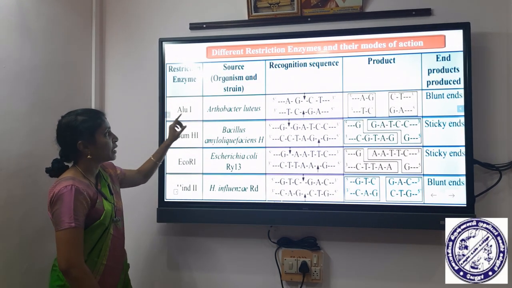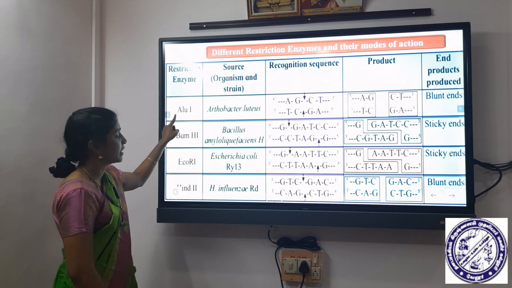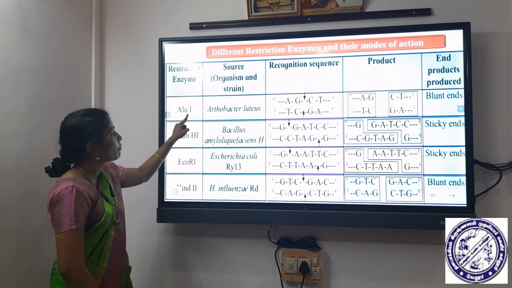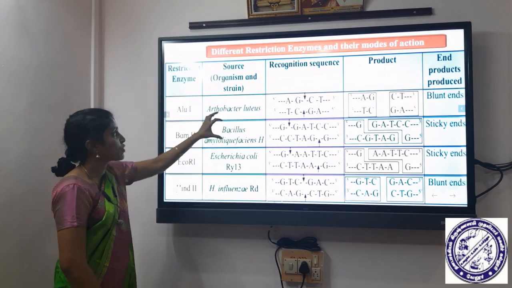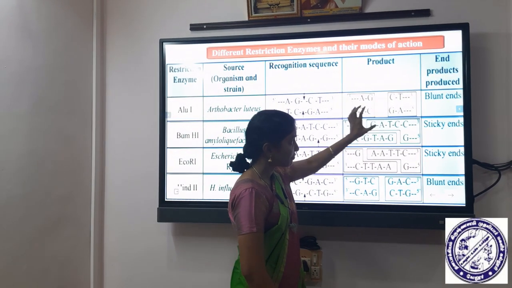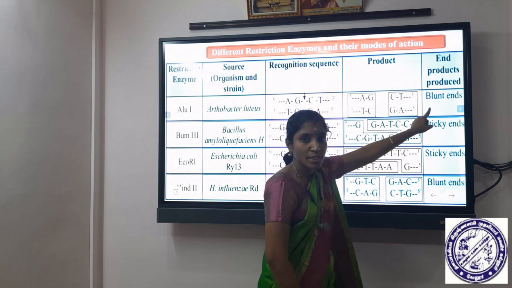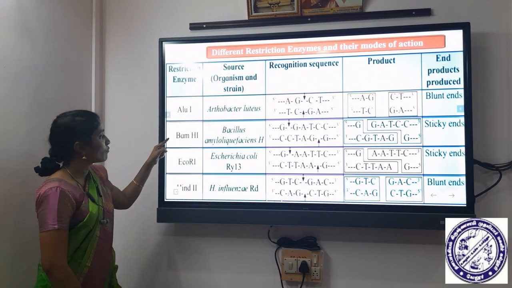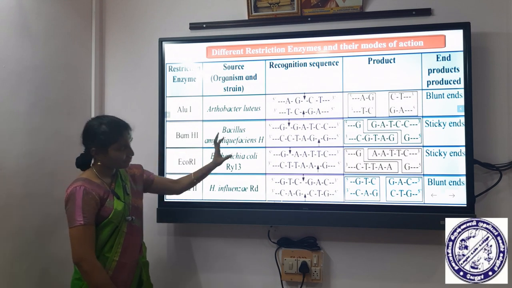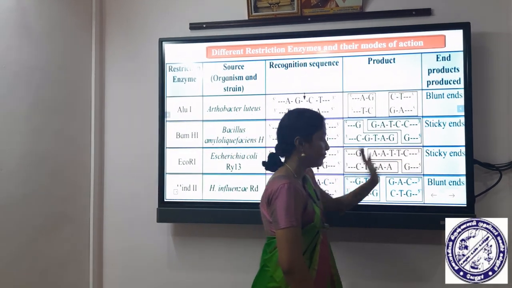See, this is a restriction enzyme which is isolated from Arthrobacter luteus. The first letter represents the genus and the next two letters represent the species. And this number 1 represents the first restriction enzyme isolated from this bacteria. This produces the blunt end. This restriction enzyme makes a straight cut, so it produces the blunt end fragment. Whereas in the case of the enzyme from Bacillus amyloliquefaciens, here they produce a staggered cut, so that results in sticky end fragments.